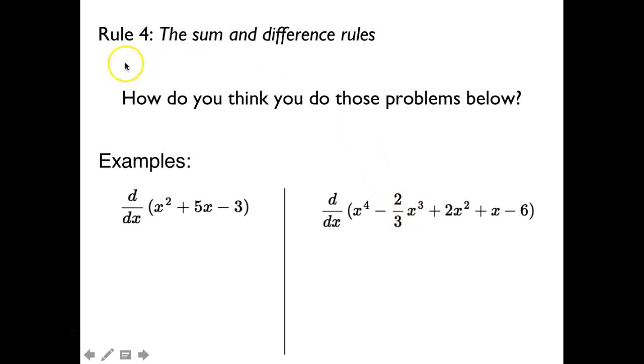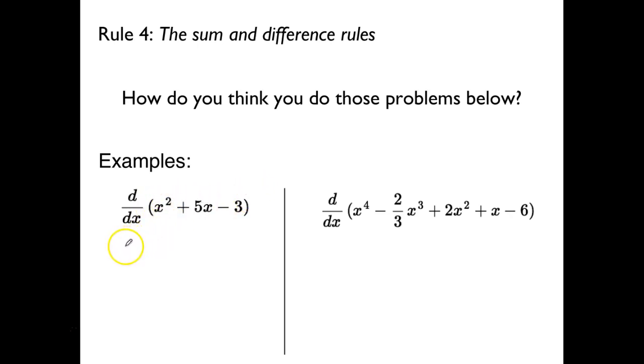Okay, the fourth rule we're going to learn is the sum and difference rule. This is a very simple rule, okay? It's kind of similar to what we've been doing. How do you think you do these problems below? Well, you think of each one of these terms, so this term, and this term, as their own derivative. Okay, so we're going to be taking the derivative of this one, and don't even look at the other ones yet. Just take the derivative of this one.